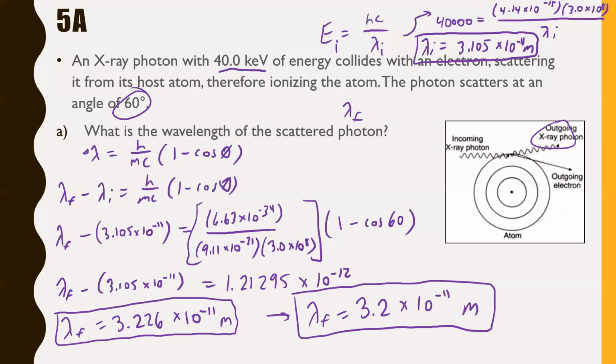Good. Okay. That one was kind of sneaky because it gave you the energy of the photon instead of giving you the wavelength, so there was at least one extra step that you had to do there. But other than that, that's just a standard old Compton effect question. Okay. Now on to part B. We're going to need those 2 numbers.